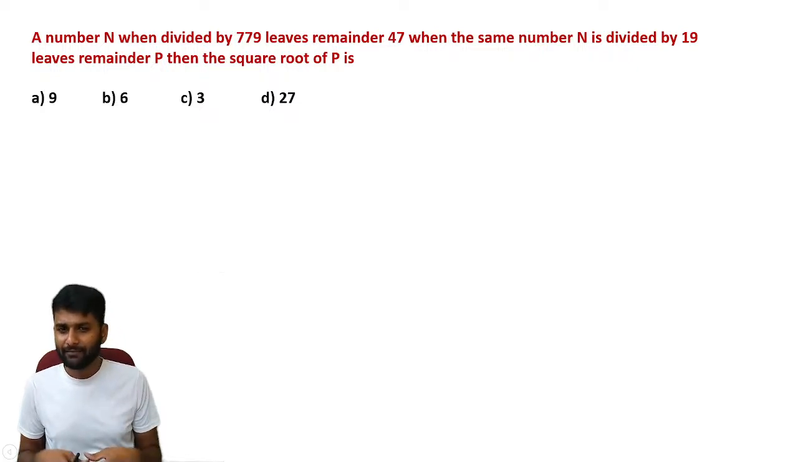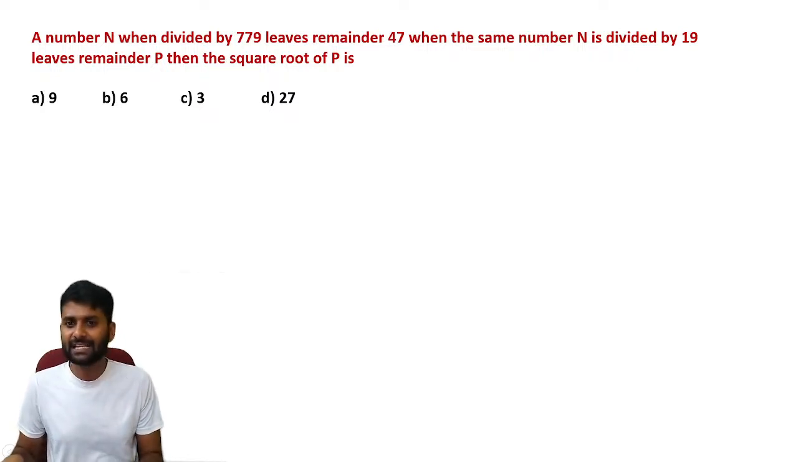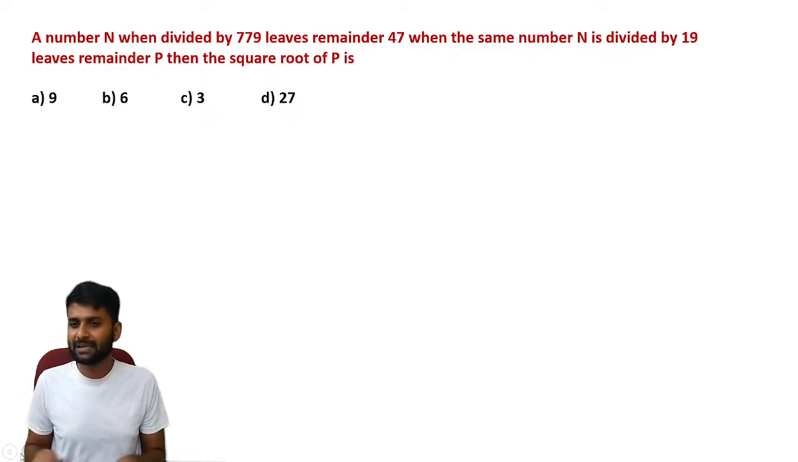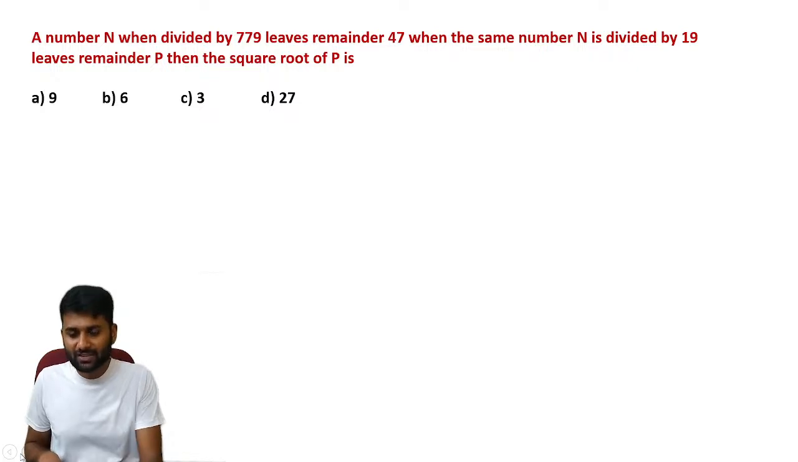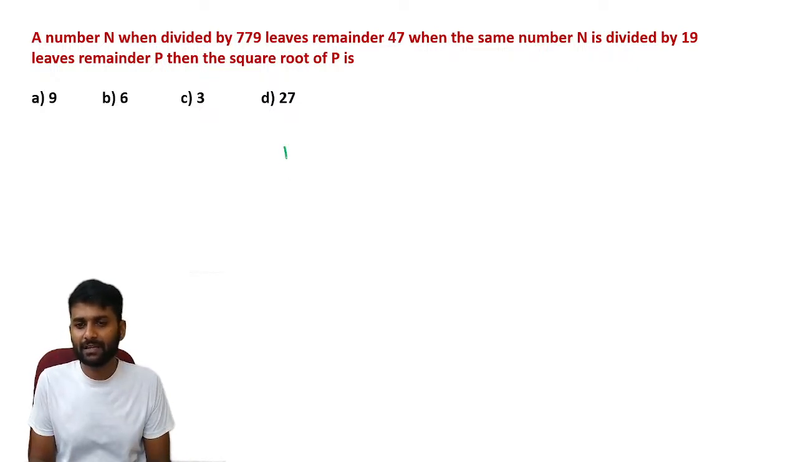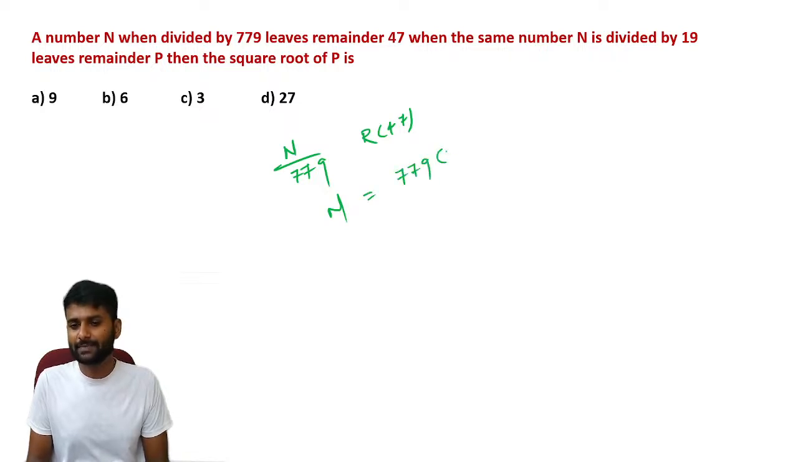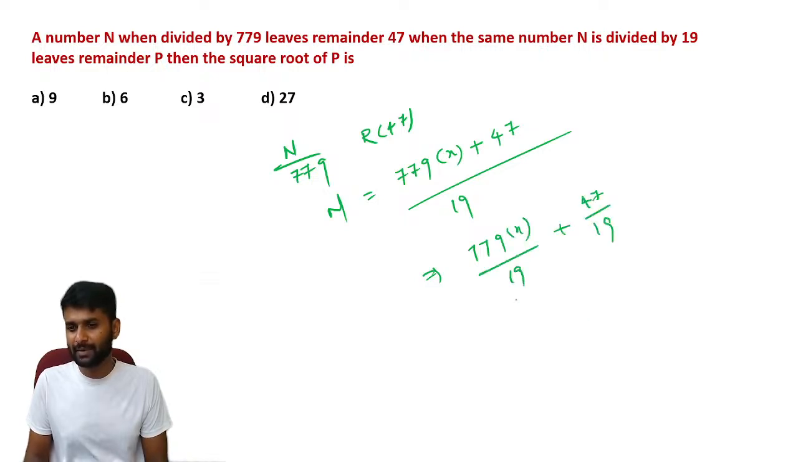A number n when divided by 779 leaves remainder 47. Then the same number n is divided by 19, what is the remainder? Here the number is divided by 779 and the remainder is 47. So the number is 779 multiplied by a quotient plus remainder 47. Now we are going to divide this number by 19. 779 into x divided by 19, and 47 is divided by 19.